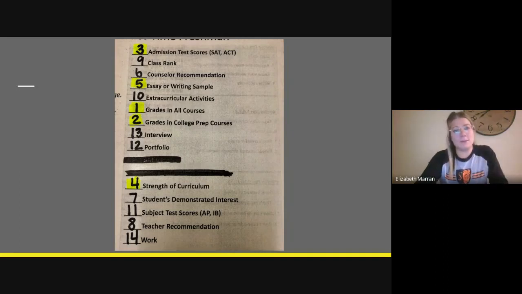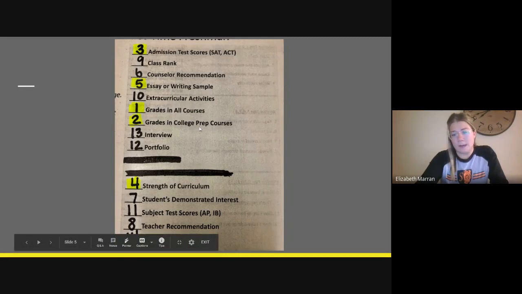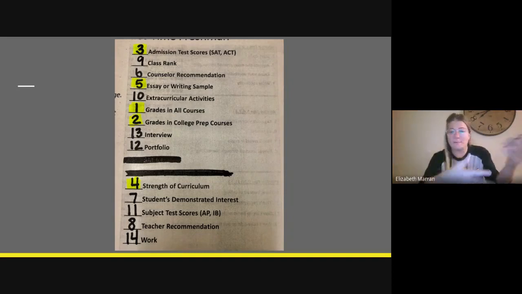All right, while we're counting, we'll go over these quickly. I won't talk about all of them. But the first one, we have the grades in all courses. Those are going to be the grades on your transcripts from 9th until 12th grade. Second one, grades in college prep courses. That's similar to the first one, if you've taken any of those AP, CIS, or PSEO classes.